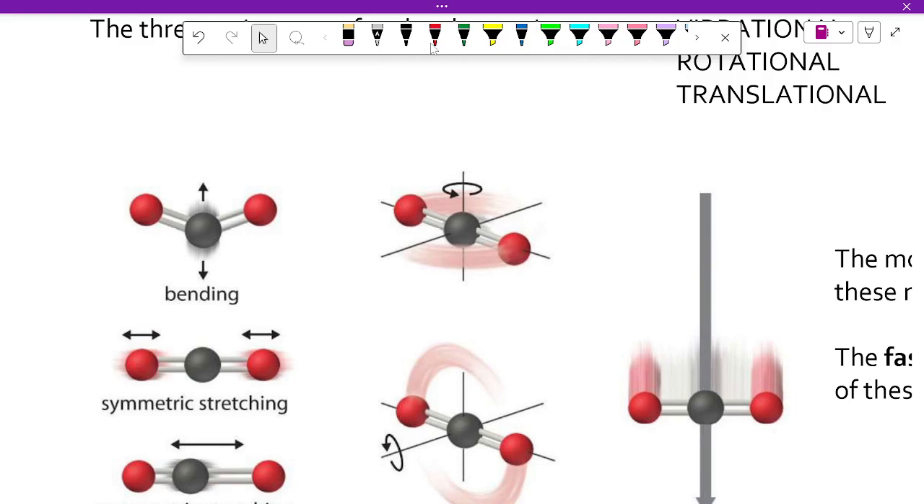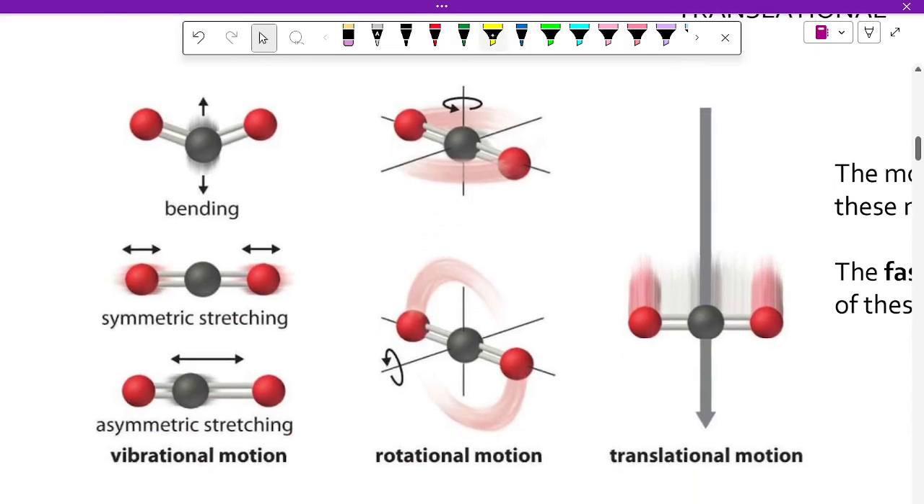There's also rotational. So you can have the thing spinning like this. I can't do it, but if I was to do it more like this, that would be another type of rotational motion. So we have vibrational, we have rotational, and we have translational.